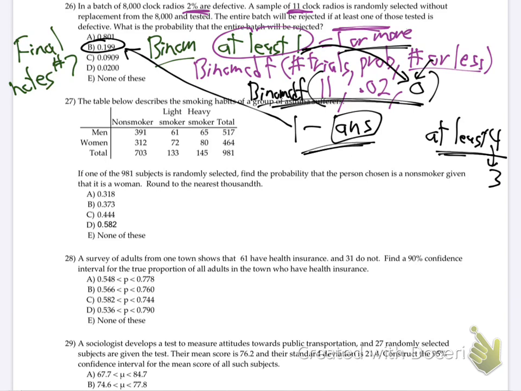Let's move on. 27. The table below describes the smoking habits of a group of asthma sufferers. If one of the 981 subjects is randomly selected, find the probability that the person chosen is a non-smoker given that it is a woman. So the probability of non-smoker given that it is a woman.